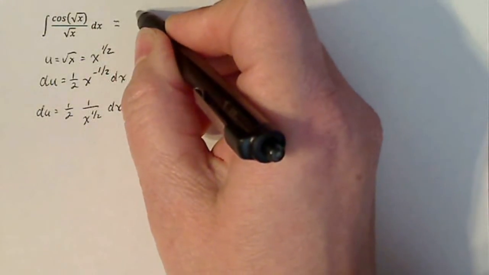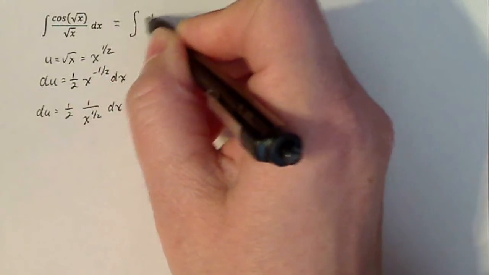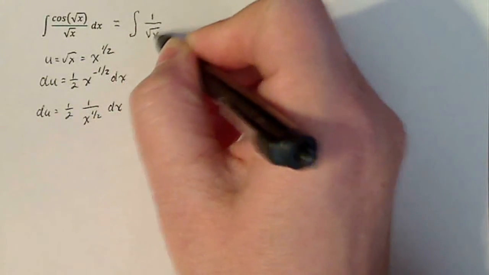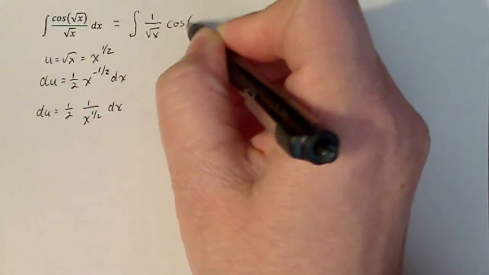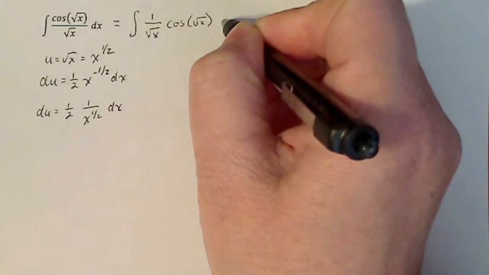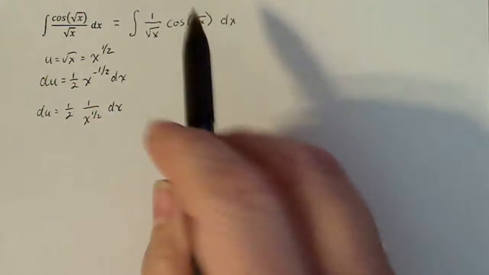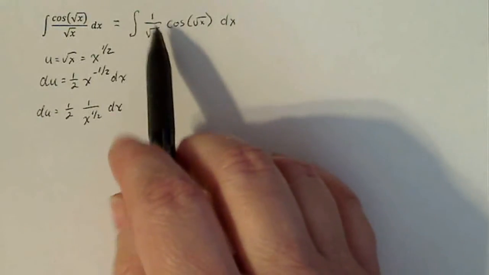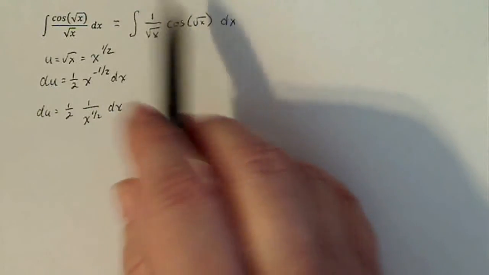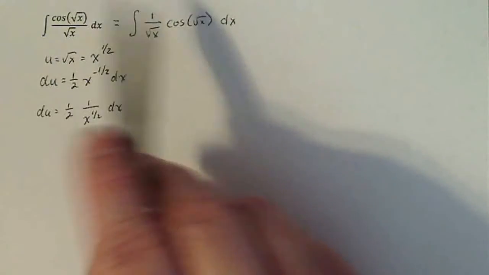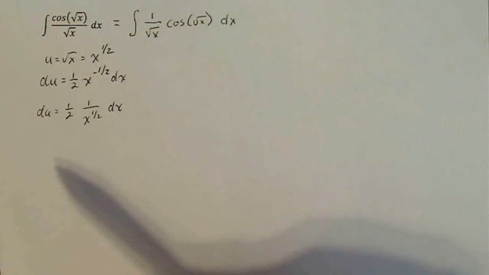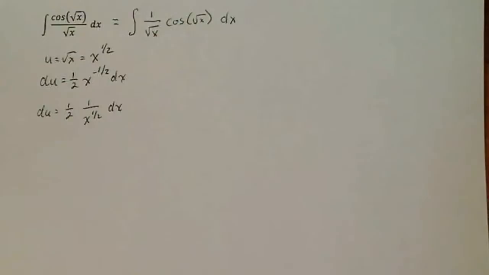So when you look at this integrand, you can see that it can be separated as 1 over the square root of x times cosine of square root of x dx. Because remember, if this is cosine over 1 and this is 1 over the square root of x, you just multiply the numerators and the denominators. So it's the same statement.